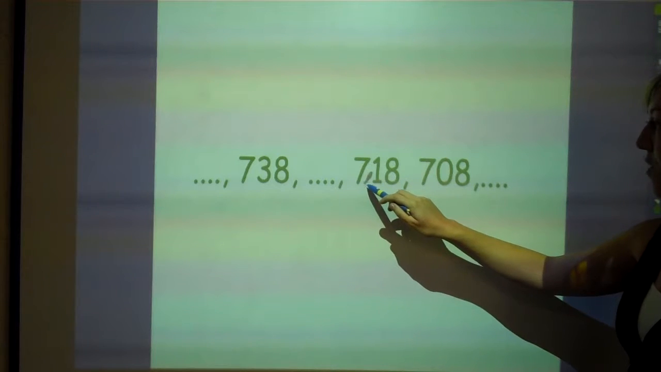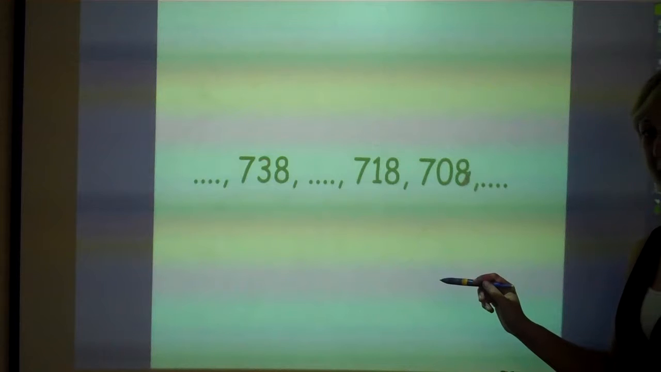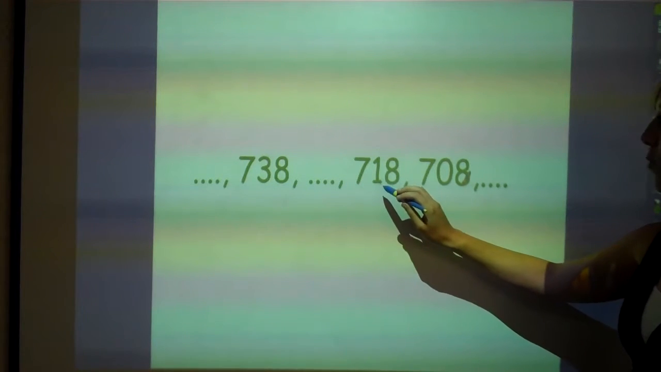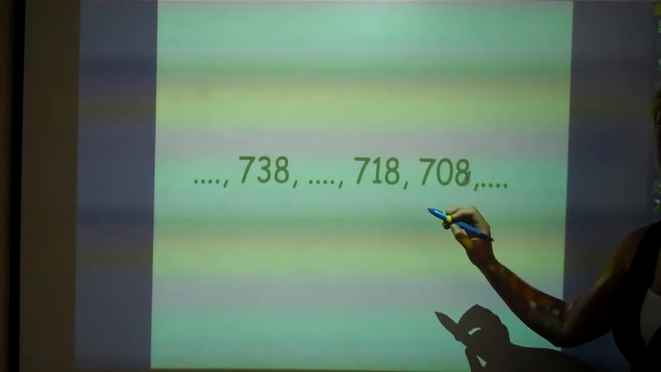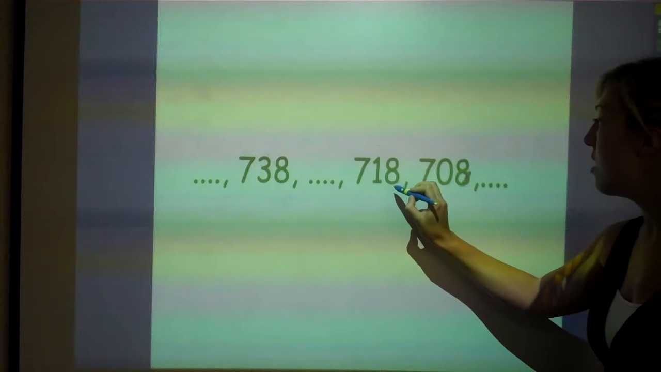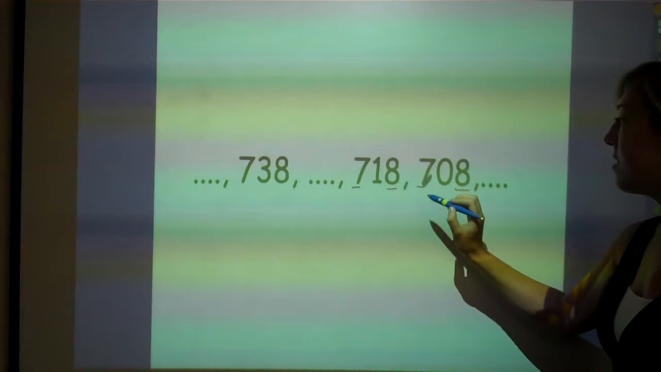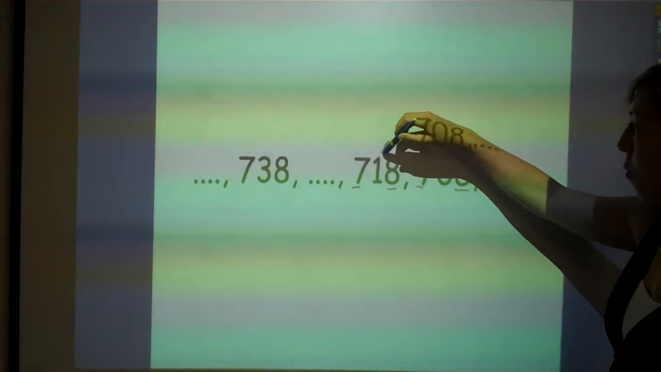So you've got 718, 708, so you're going down. So you're not going to be adding, you're going to be taking away because the number is decreasing. So you've got to work out what the difference between these two numbers is. Now, quite simply, you can spot it because the unit is the same, the 100 is the same, and it's the 10 that has decreased by 1.